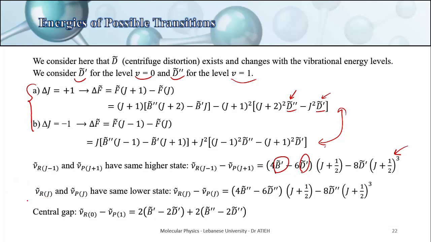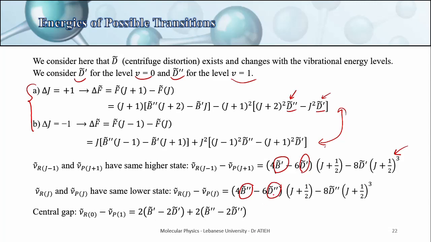Now the difference between ν R of J and ν P of J, which have the same lower state, will be equal to 4B double prime minus 6D double prime (J plus half) minus 8D double prime (J plus half) cubed. I'm not going to do these, just do them using the formulas up here. Don't forget to add the vibrational term. Anyway, it will be cancelled when we subtract them. But you will arrive at these formulas, and you can see that it depends on the properties of the second vibrational level.